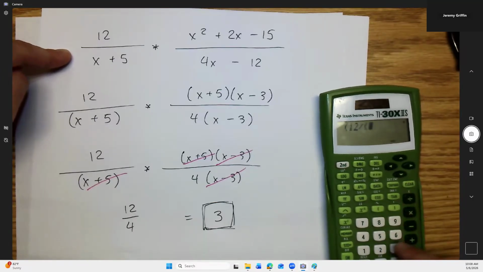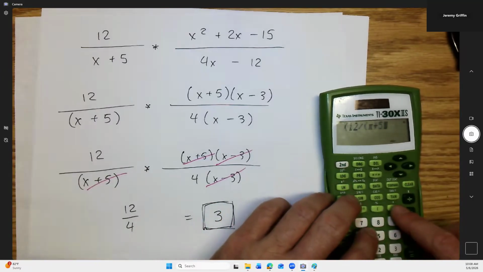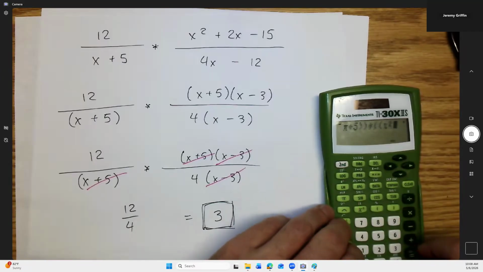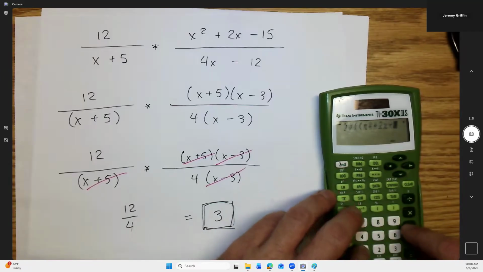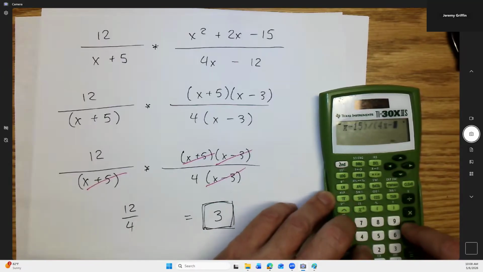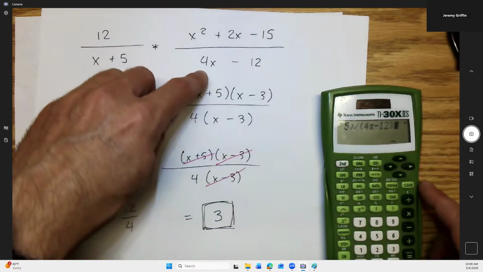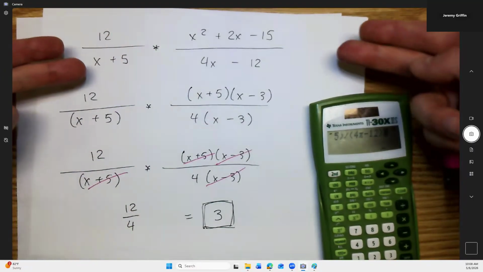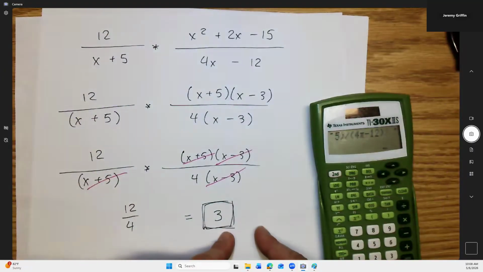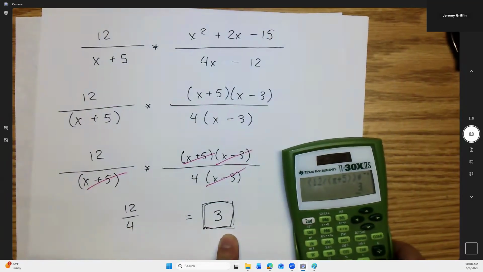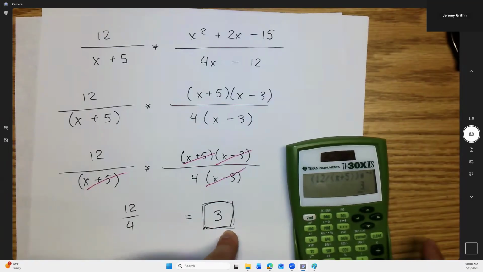12 divided by, let's write, pi plus 5, and then multiplied by pi squared plus 2 pi minus 15, divided by 4 pi minus 12. Guys, I plugged in a crazy number for x. I plugged in pi. It's irrational. But guess what I'm going to get out of all that? 3. Oh, look at that. It is 3.